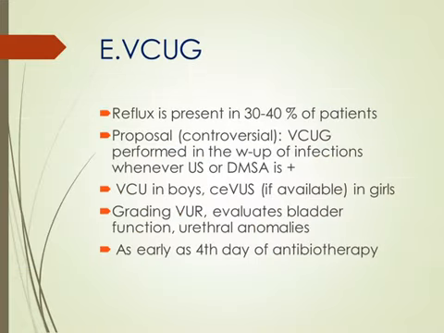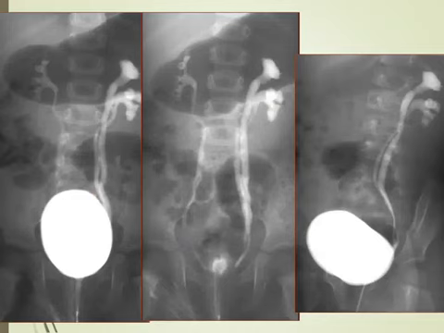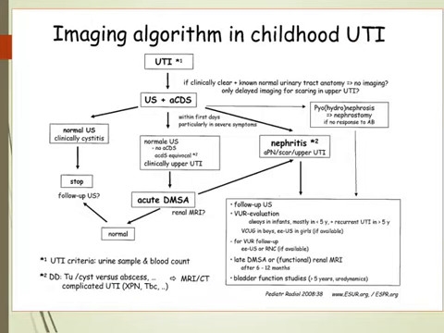The last technique is VCUG, since reflux is present in 30 to 40% of patients. Again, its use is controversial. We think that this should be used in patients with abnormality seen on ultrasound. And again, the contribution of VCUG is to detect reflux or anomaly of the urethra. So I would end with this algorithm, again, in case of urinary tract infection that you can find on the website of Pediatric Radiology and produced by our uroradiology working group.